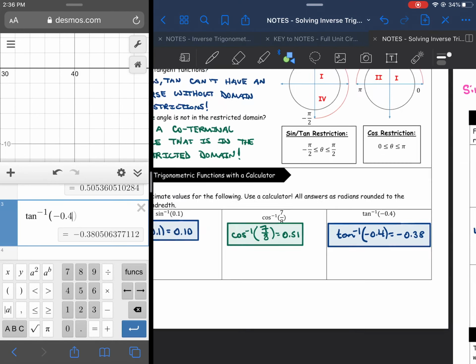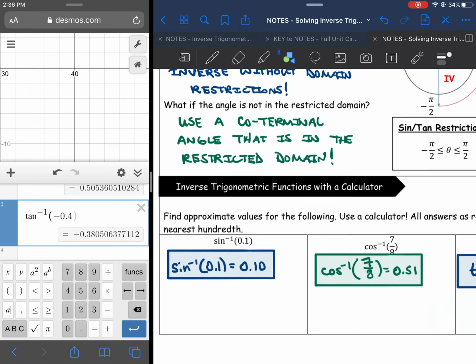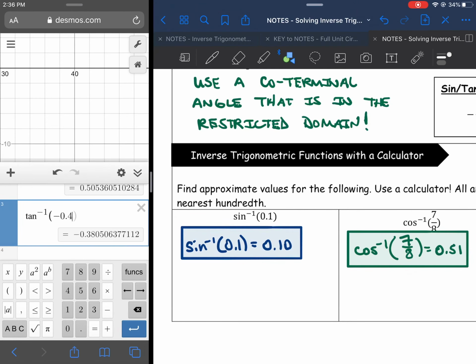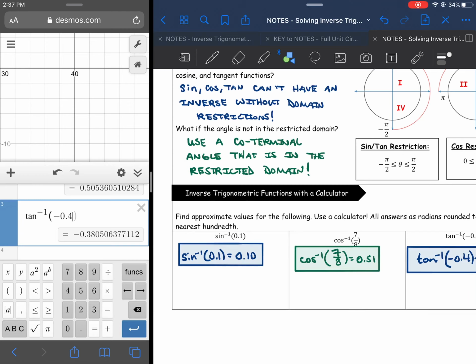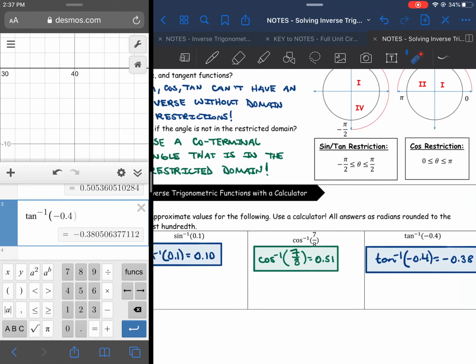Now, one thing that I want to remind you is what we're actually doing here. When we ask ourselves, for example, what is the inverse sine of 0.1, we're asking ourselves, what angle, if I take the sine of that angle, is going to give me 0.1? So we want to make sure that our answers are within those restricted domains. Recall that sine is restricted to negative pi over 2 to pi over 2. And when you think of pi over 2, that's about 1.57. So 0.10 is in between negative pi over 2 and pi over 2, so that angle is fine.